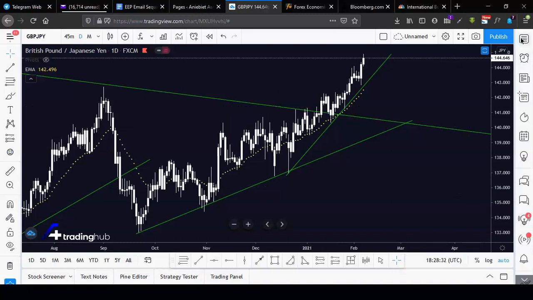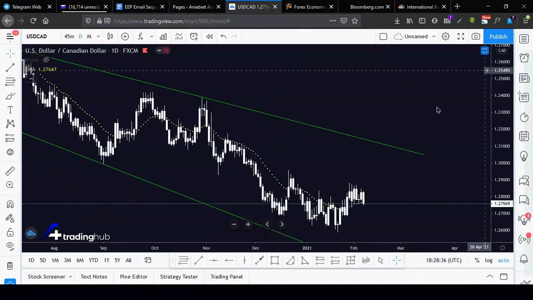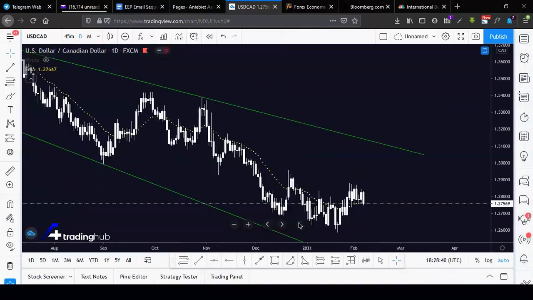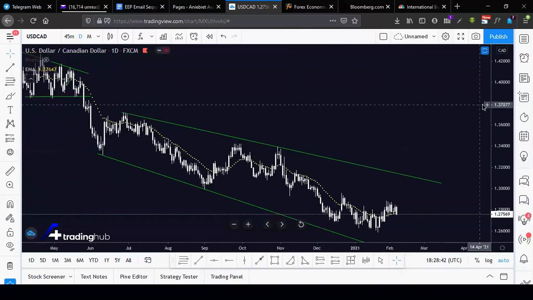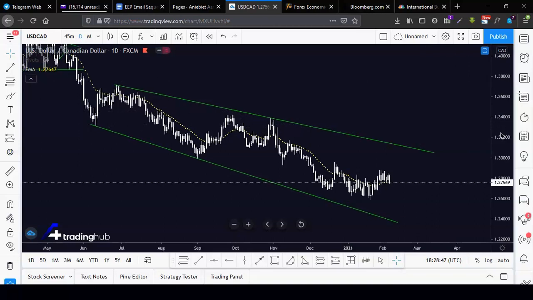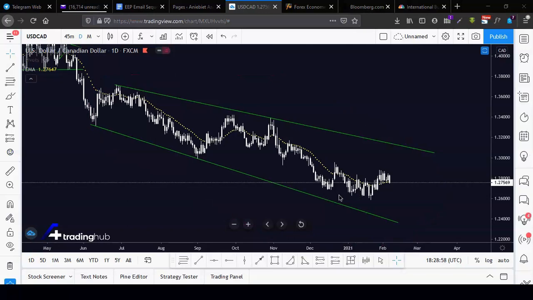So let's move to our next pair for today, our USD card. I believe you guys can still remember this pattern I drew on USD card since the first week. Was it the first week or second week of February? I thought I showed you guys this corrective pattern here, and we were looking for buying opportunities around here and around here, and prices up there.